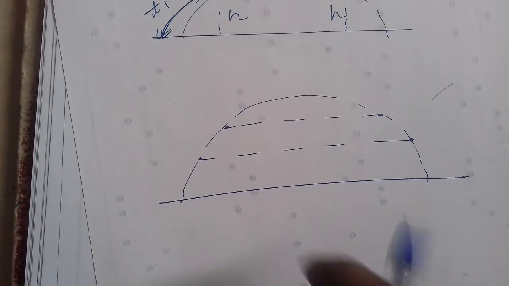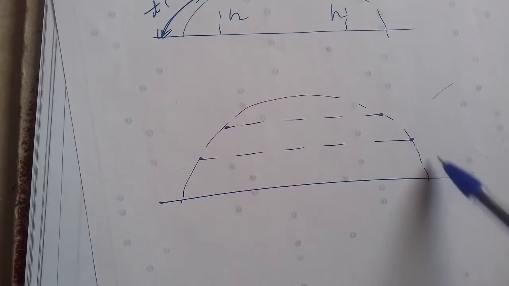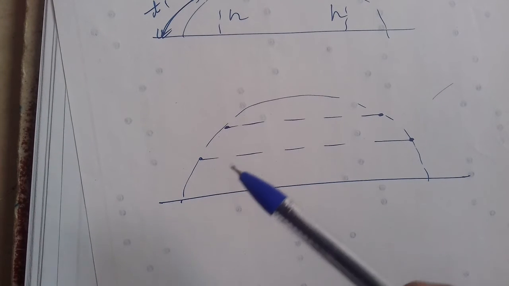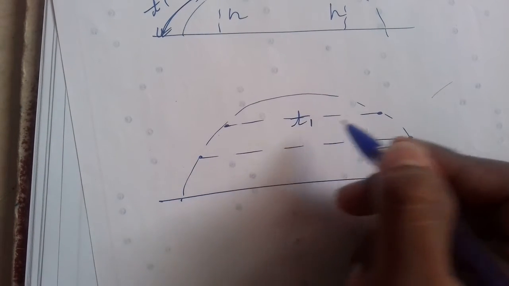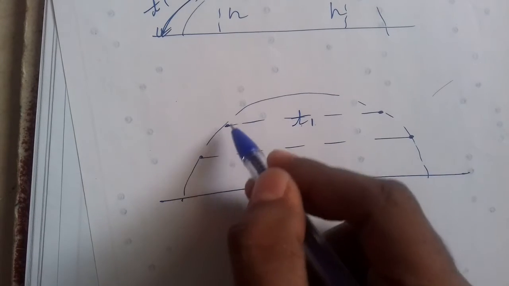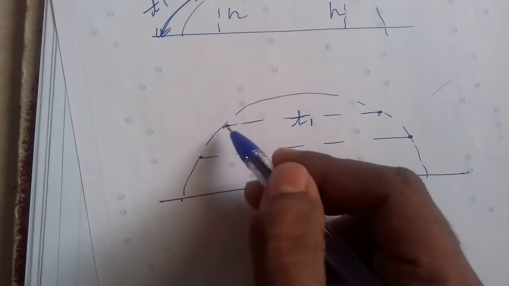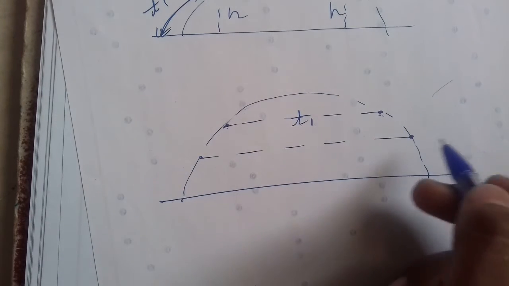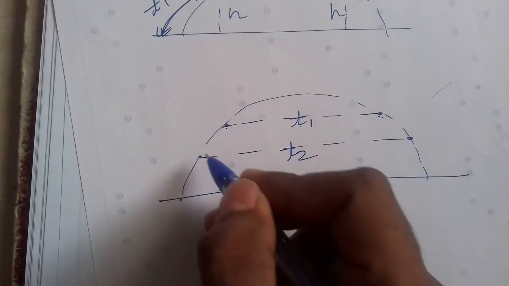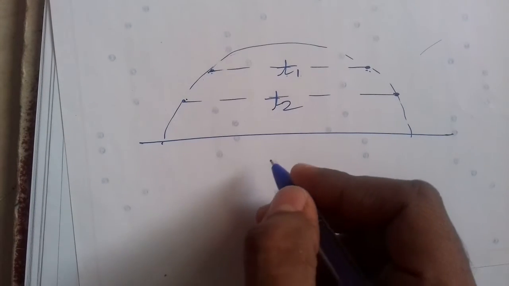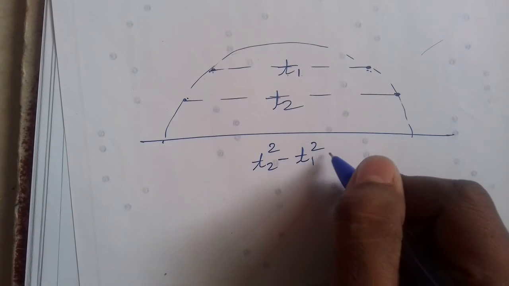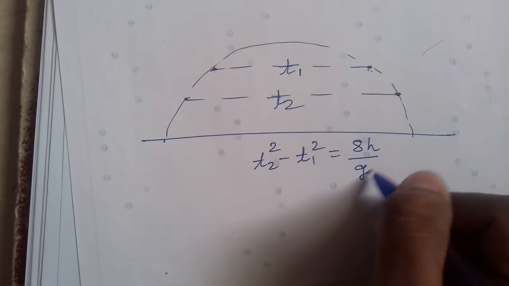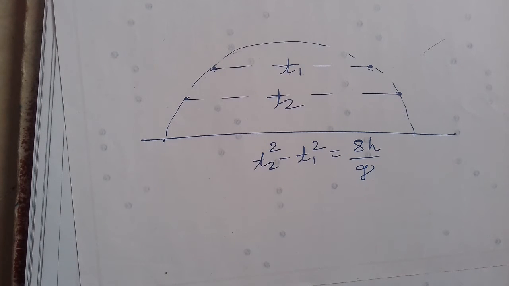Then again this is the path of the projectile. Time difference between these 2 points is T1, means projectile takes time T1 to reach this point from this point. Projectile takes time T2 to reach this point from this point. So what is the relation between T1 and T2? It is T2 square minus T1 square is equal to 8h upon g.